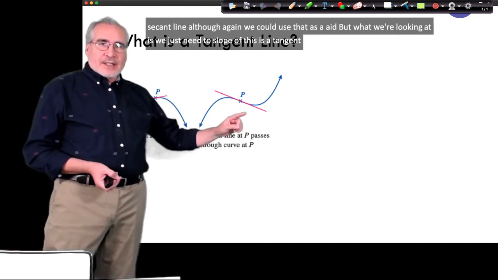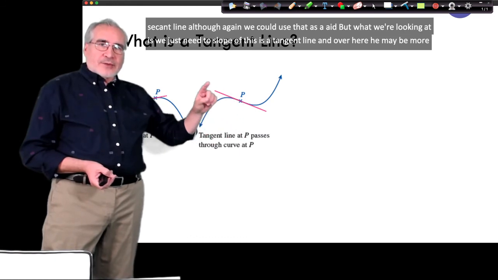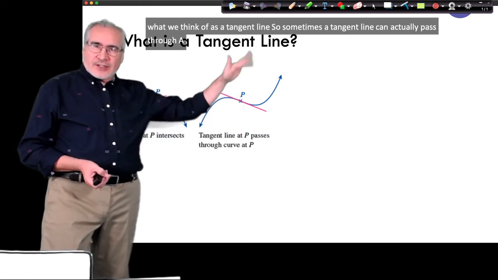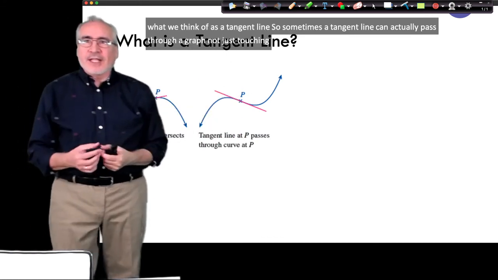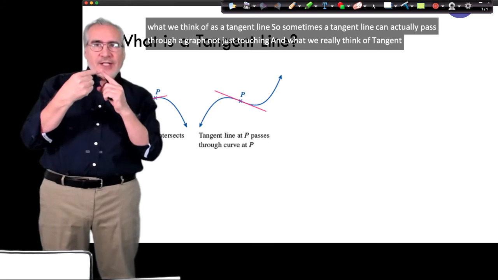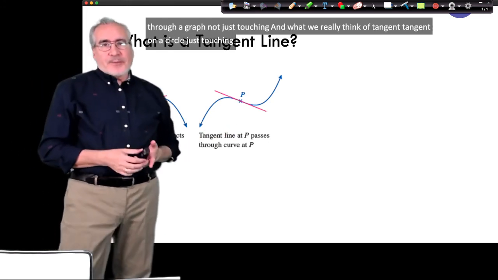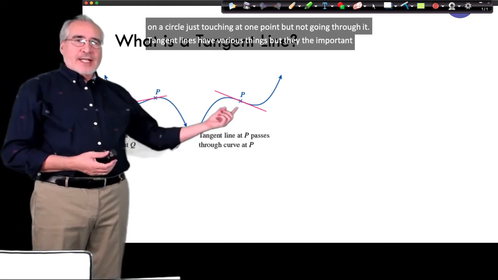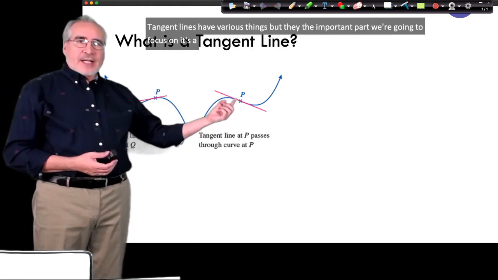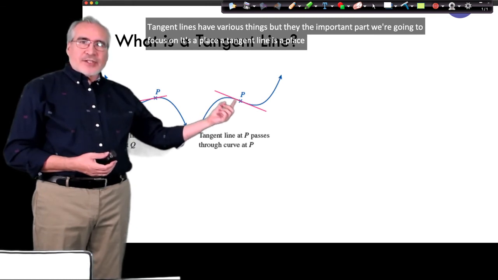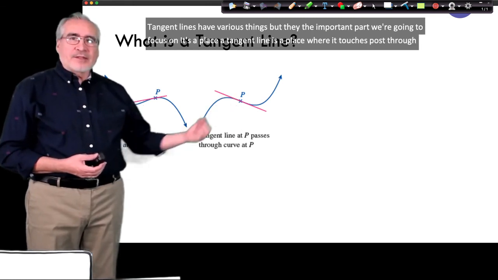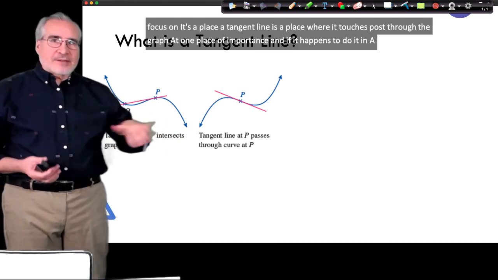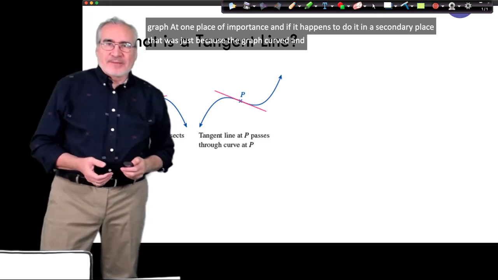And over here, here's maybe more what we think of as a tangent line. So sometimes a tangent line can actually pass through a graph, not just touch, as we really think of tangent on a circle, just touching at one point but not going through it. So tangent lines have various things, but the important part we're going to focus on is that a tangent line is a place where it goes through the graph at one place of importance. And if it happens to do it in a secondary place, that was just because the graph curved and got back in the way. Okay.